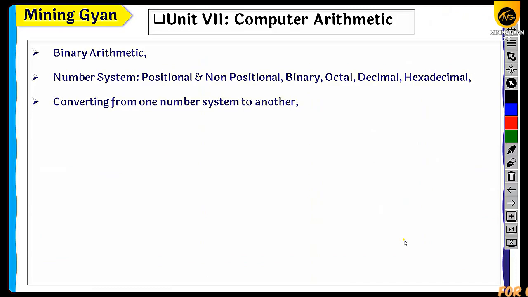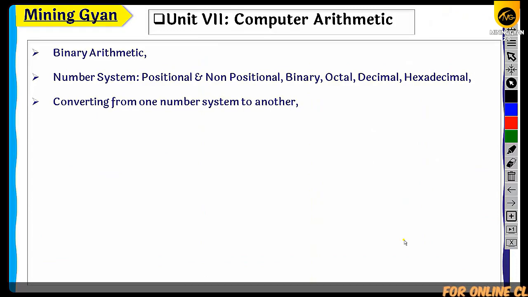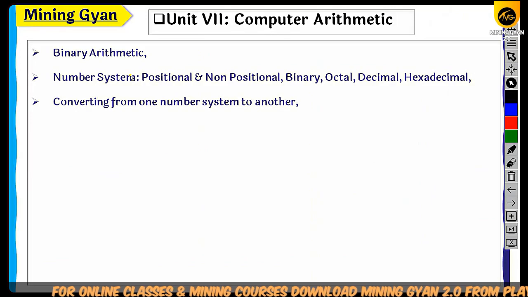Okay, our seventh unit is computer arithmetic. These are all the topics: binary arithmetic, number systems (binary, octal, decimal, hexadecimal), and then the last point, converting from one number system to another.